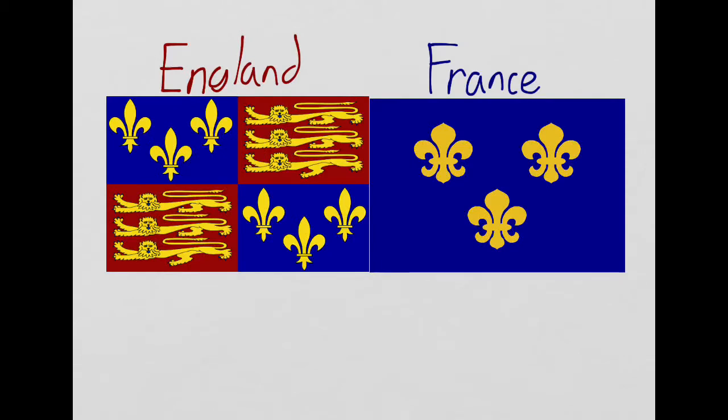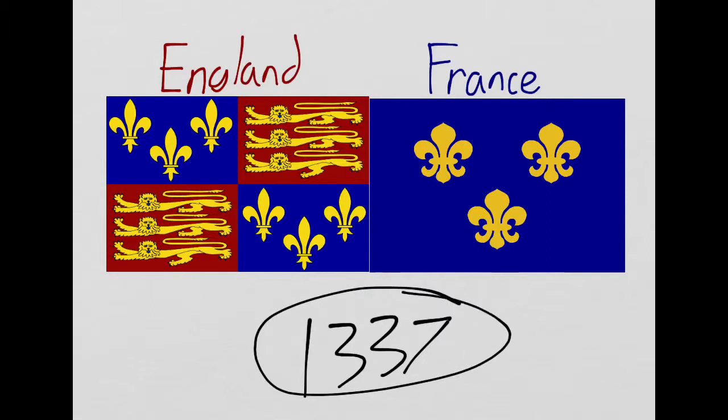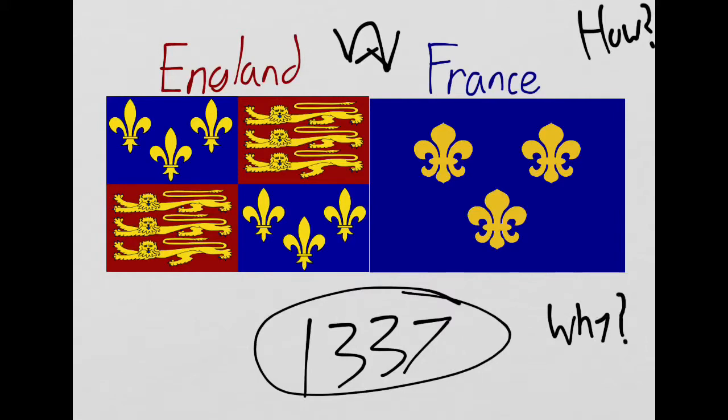The year is 1337. Negotiations between the two greatest powers of Western Europe, England and France, of course, have broken down. This will start one of the largest conflicts in history, as we know it today, the 100 Years' War. How did this war happen? Why did it happen? And how does it affect us today?